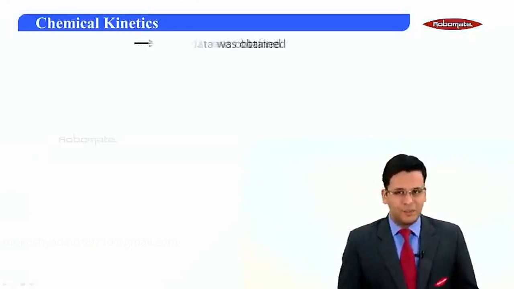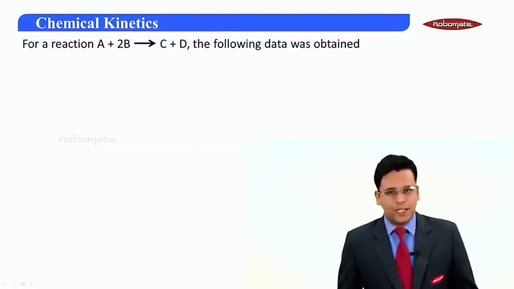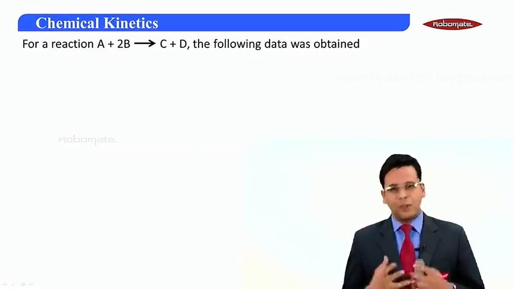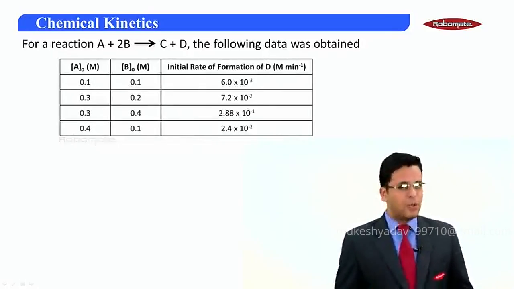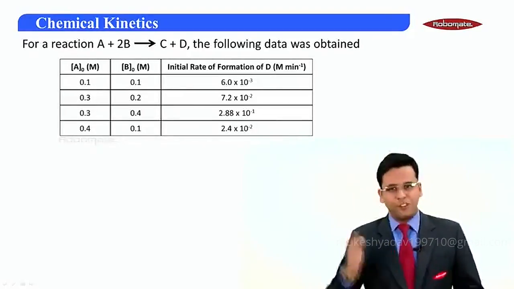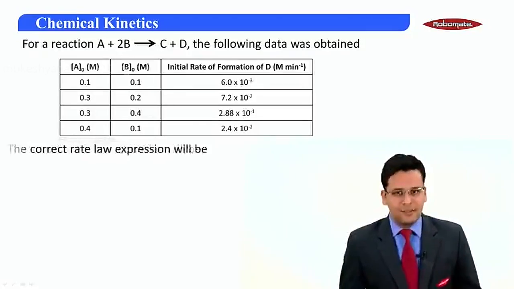Here's the question. For a reaction A plus 2B gives C plus D, the following data was obtained. Here kinetic data has been given to us: the initial concentration of A, B and the initial rate of formation of D.